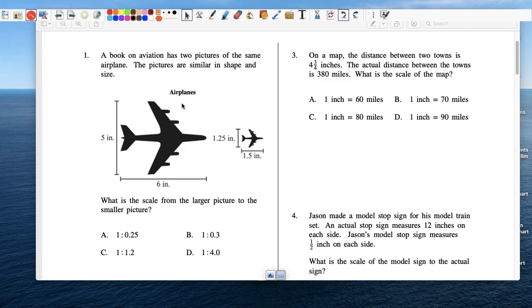So you're asking for a scale from the larger picture to the smaller picture, right? So from the larger picture to the smaller picture, obviously it's a reduction. I'm not too sure why they write it like that. Hang on a second. I'm trying to figure out what they wrote like that.